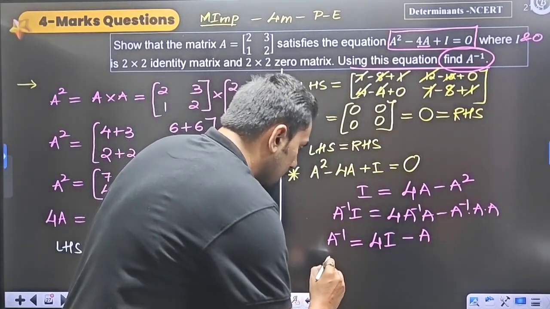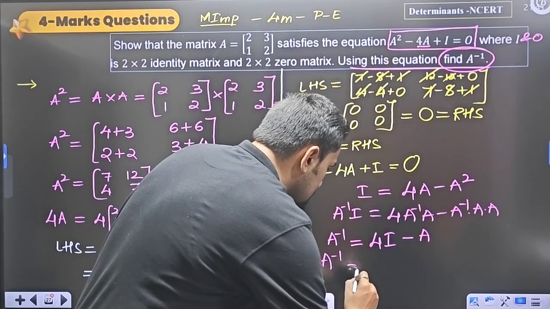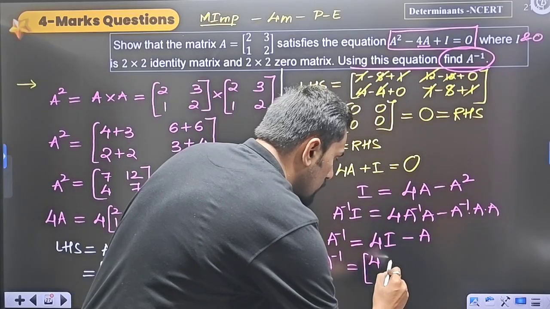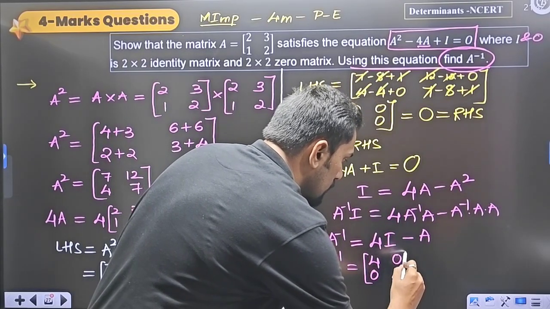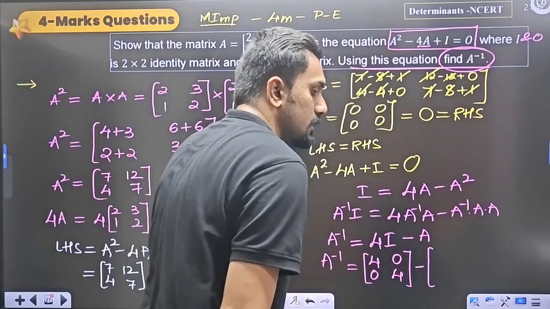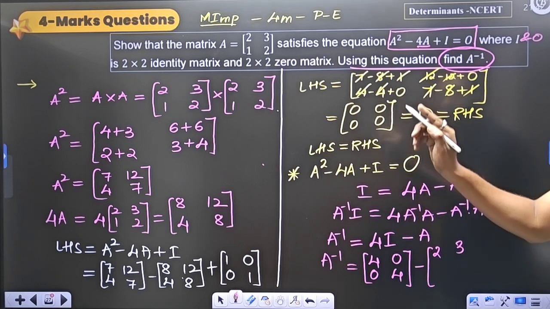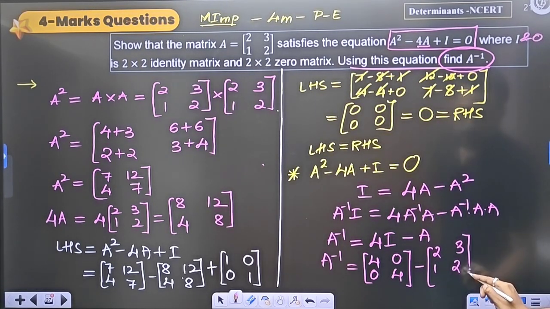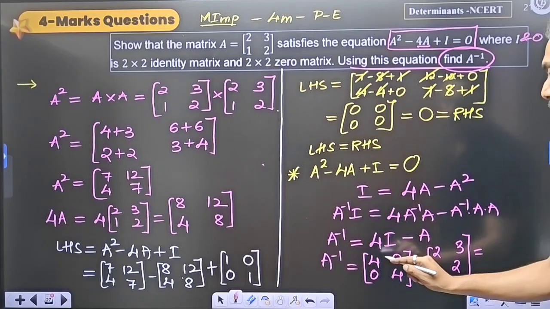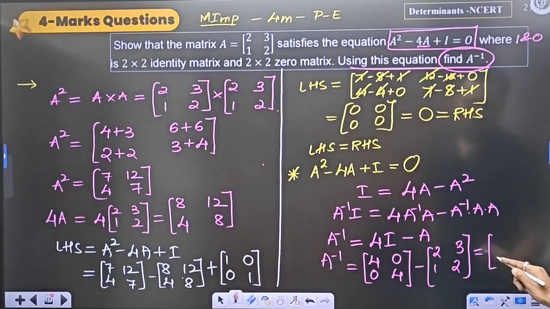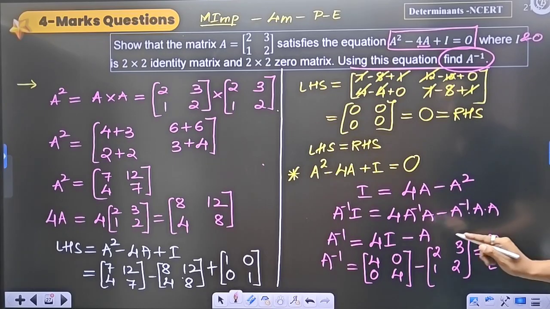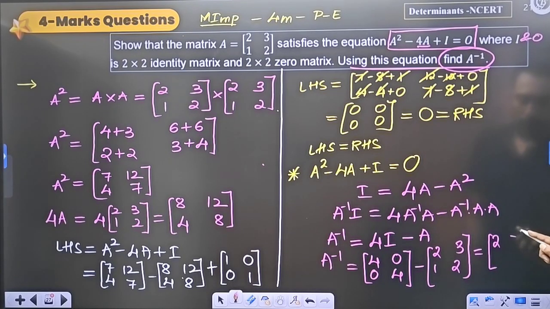Okay, so let us do a direct substitution. Here A inverse is equal to 4 times I, which is 4, 0, 0, 4. Then minus A. Look here, A is 2, 3, 1, 2. If you subtract this from this, then you will get 4 minus 2 will be 2. Next, 0 minus 3 will be minus 3. 0 minus 1 will be minus 1. 4 minus 2 is 2, which is nothing but A inverse.